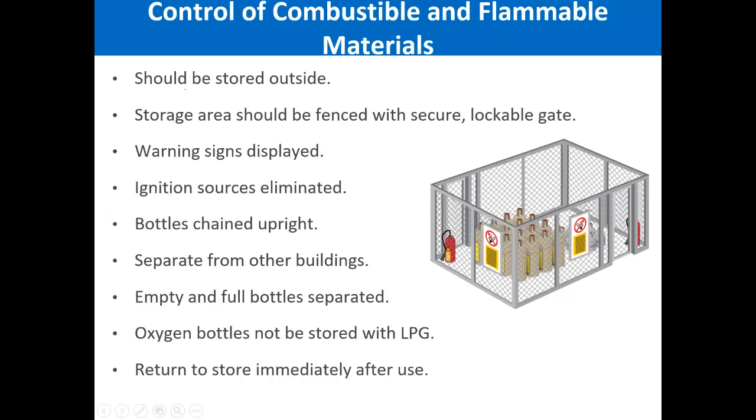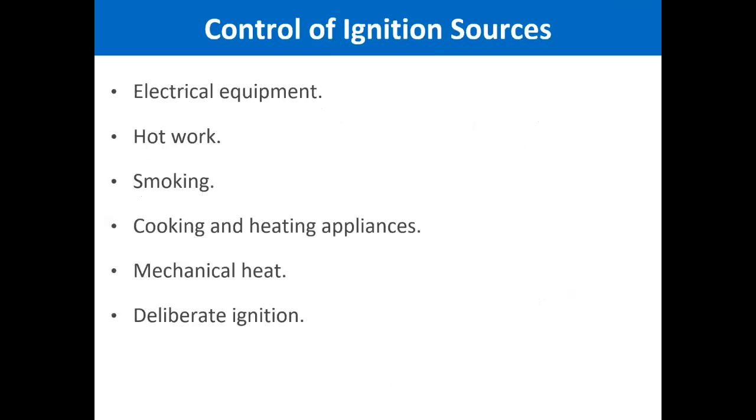Okay, moving on to the next slide. Yes, and control of ignition sources, very, very important. Make sure the electrical equipment is in good condition. It does not overheat. Make sure the hot works are carried out in a controlled manner under a permit to work system. Make sure smoking is carried out only in designated areas. Make sure the cooking and heating appliances are in good condition, and they must never be left in use without an attendant, because they might get overheated and start a fire.